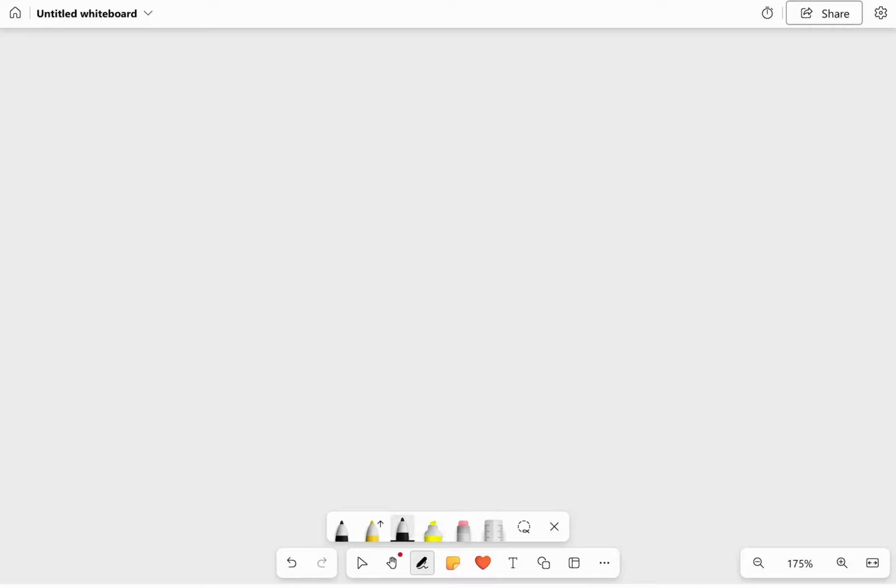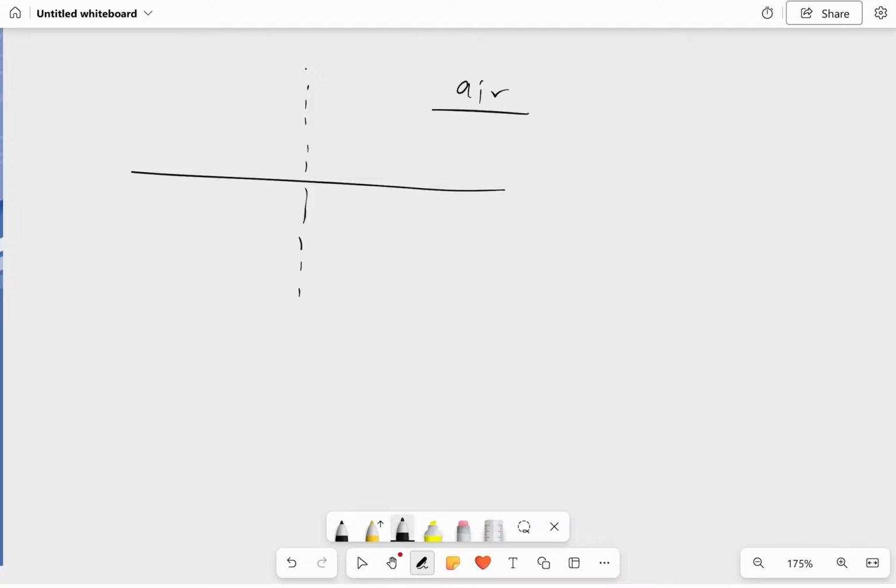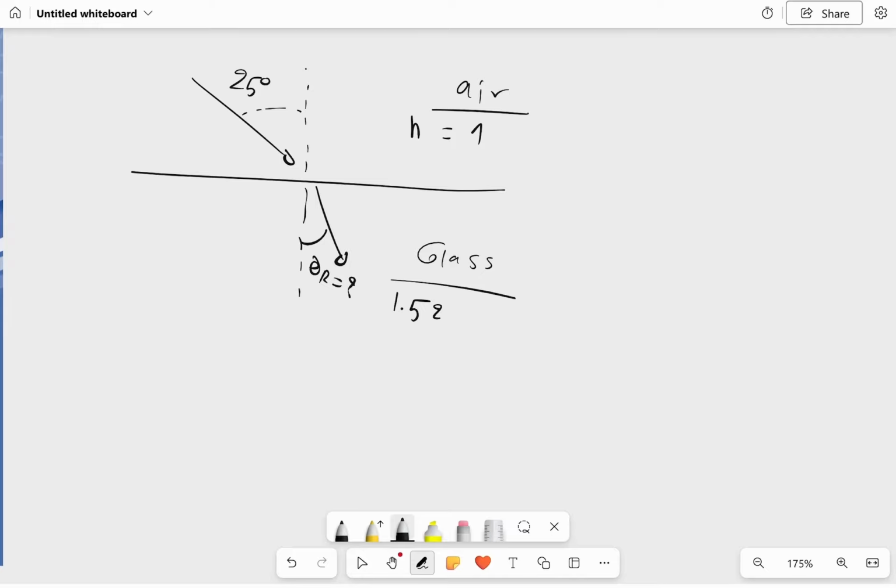So Snell's law, if you remember, we had a normal line, and then we have the first medium, let's say it's air, and the second medium, which is glass. Now if you have an incident ray, it's going to be bending toward the normal line. Let's say you know this angle, which is equal to 25, but you don't know this angle, theta r. You don't know. But we know that the index of refraction of air is equal to 1, and of glass it is equal to 1.52. And this is n.